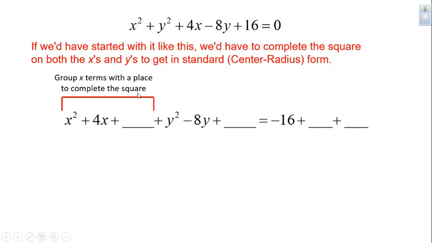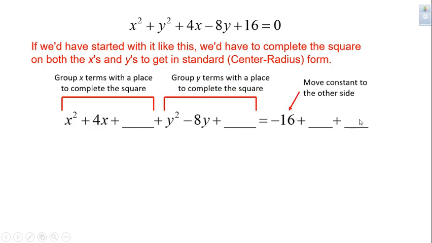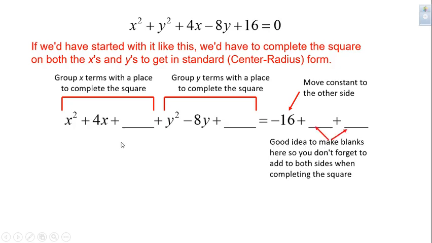Since I want to make a perfect square, I'll have to add a number right after the x and a number right after the y that will make this into a perfect square. And whatever I do on the left side, I must also do on the right side. So what am I going to add here? To make this expression into a perfect square, since the coefficient of x squared is 1, we take 4, divide it by 2, and square it. And that will give me 4. And so I'll add 4 to both sides.